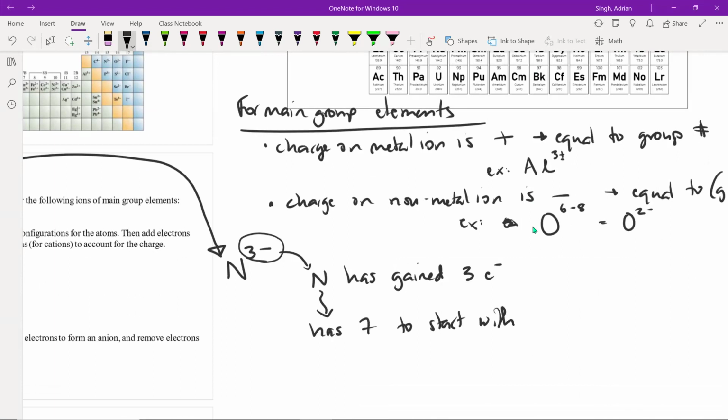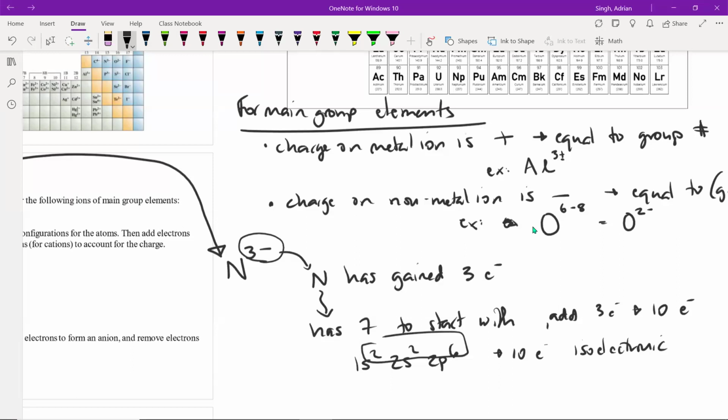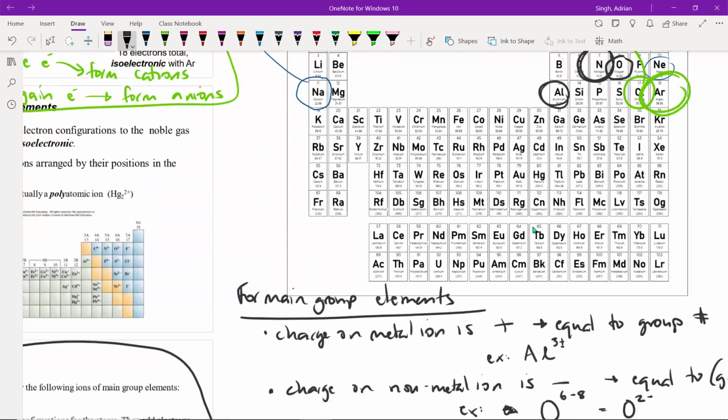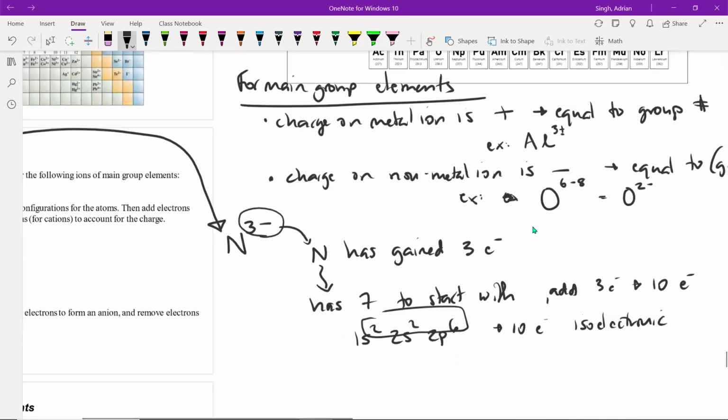So if I gain 3, we add 3 electrons, that would obviously give me a total of 10 electrons, okay? So if I try to configure this now, I have my 1s2, 2s2, and then my 2p6. Add these together, I end up with 10 electrons. This is then isoelectronic with 10 electrons. If I look on the table, 10 electrons would be the same as neon, so we can say that N3- would be isoelectronic with neon.